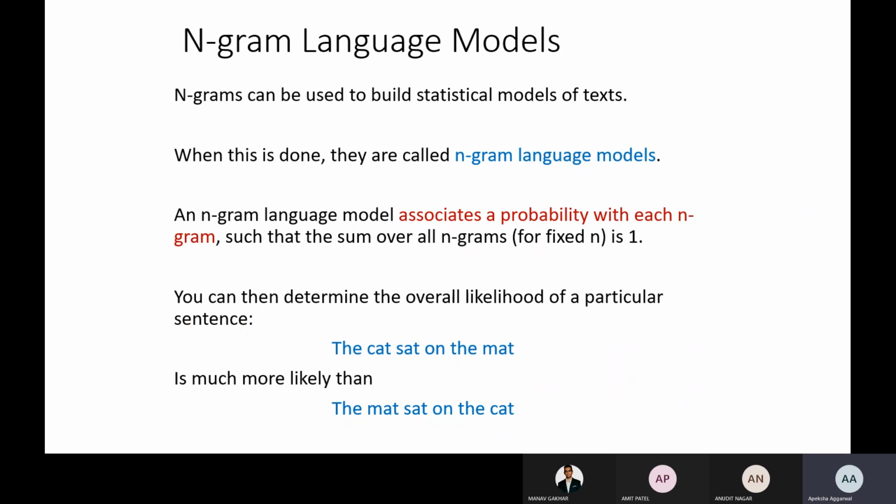So, how are these n-gram language models used? N-grams can be used to build statistical models of text. We'll see how in the lab, and in the lecture theory we'll also see how models are built using these. First of all, we'll see the probability with which each n-gram appears in the model, and secondly we'll see the overall probability of occurrence of a sentence. So two types of probability we can calculate. We'll see how these are calculated.